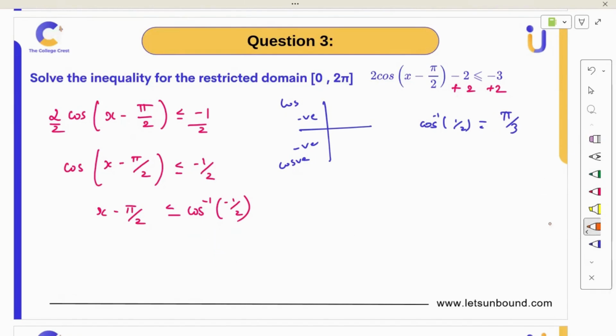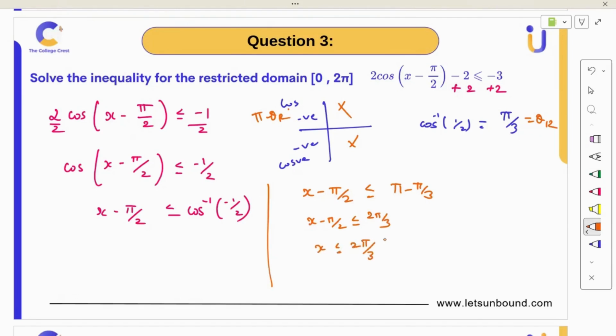So for cos inverse, I will have two branches. x minus pi by 2 is less than or equal to cos inverse of -1 by 2, which is pi minus pi by 3, because cos is negative only here, not here or here. In this quadrant it will be pi minus the reference angle, and this is your reference angle. Pi minus pi by 3, and you can solve for it. x minus pi by 2 is less than or equal to 2 pi by 3. x is less than or equal to 2 pi by 3 plus pi by 2. Just cross multiply: 4 pi plus 3 pi, so x is less than or equal to 7 pi by 6.